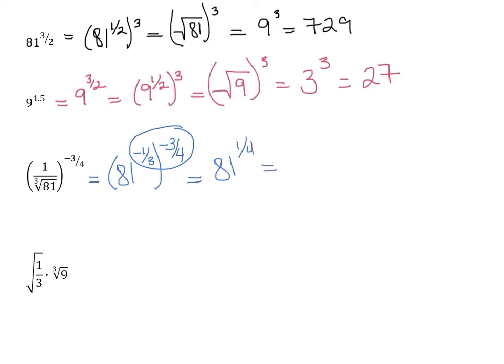81 to the 1/4 power is like saying 81 to the 1/2 to the 1/2. Well, why would I do that? I know what 81 to the 1/2 is. It's 9. And I'm going to raise that to the 1/2 power, which will give me 3.